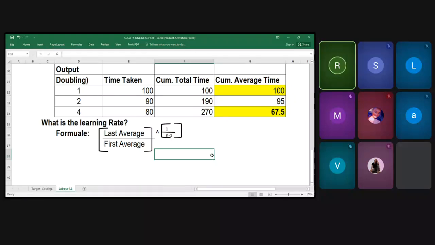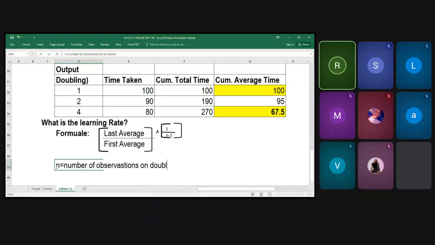So this is what we are going to do. Now, what is n? n is the number of observations on doubling output. For example, here we are observing 1, 2, 3. So n is 3, minus 1 to make it 2.